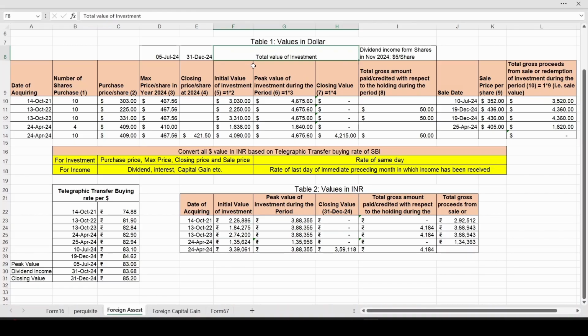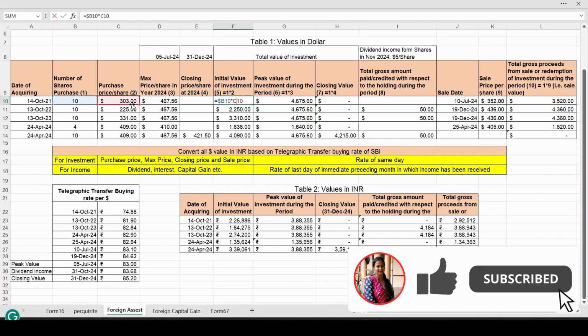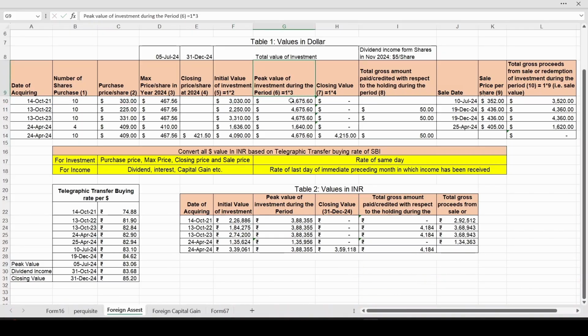Now we need to calculate the total value of investment. First is the initial value of investment. So the initial value of investment would be the number of shares multiplied by the purchase price per share. Next is the peak value of investment. So the peak value of investment would be the number of shares multiplied by the max price per share. Next is the closing value of investment. So the closing value of investment would be the number of shares multiplied by the closing price per share. For the first 4 entries it would be 0 because we sold the shares. And for the last entry, the closing value would be the number of shares multiplied by the closing price per share.